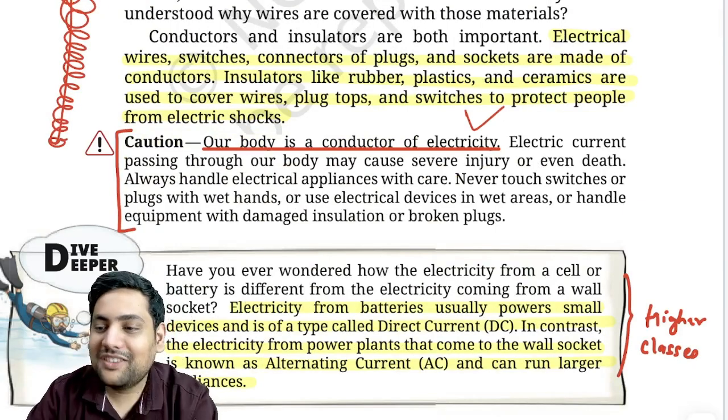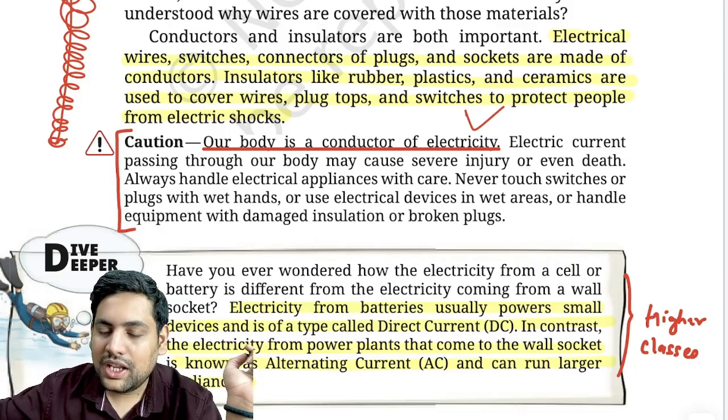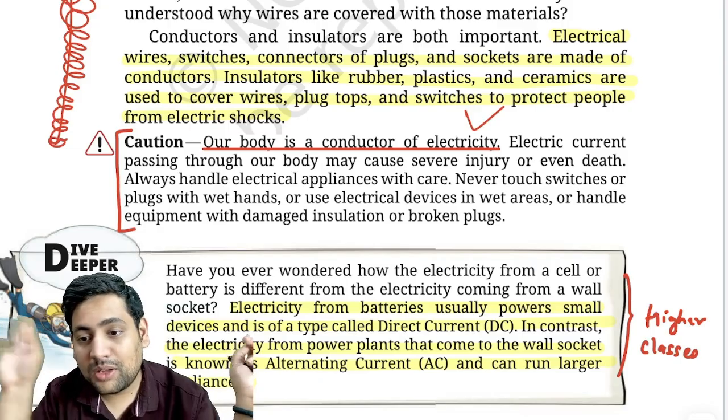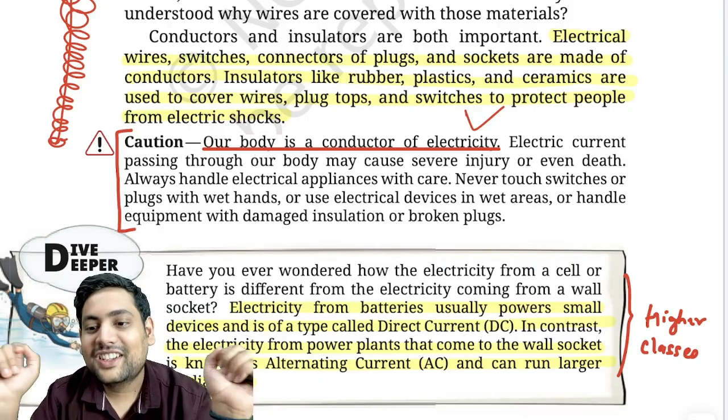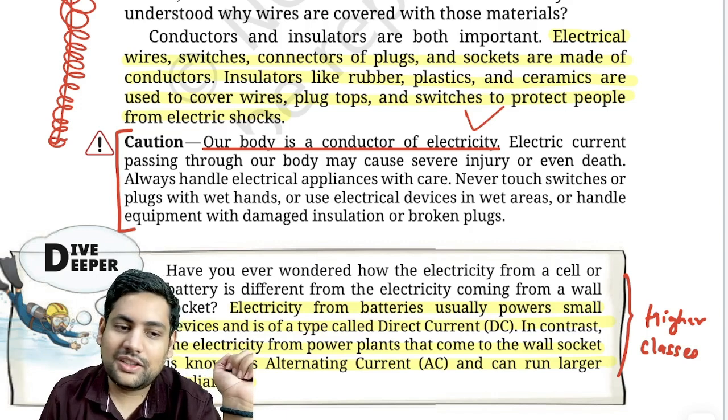That is why you might have seen in some movies that one person is trying to switch on something and he starts getting current in his body. Now somebody else touches him, and he also starts shaking. Why? Because all human bodies are conductors of electricity.